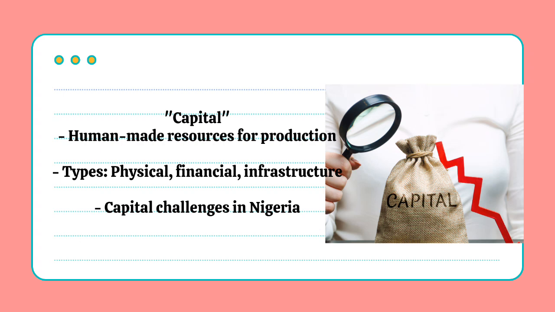Capital refers to the human-made resources used to produce goods and services. It includes physical capital, machinery, tools, buildings. Example, the equipment used in cement production at the Dangote cement plant in Obajana. Financial capital, money used to buy factors of production. Examples, loans provided by Bank of Industry to small businesses. Infrastructure, roads, power plants, telecommunication networks. Example, the Lagos-Ibadan Expressway facilitating trade and commerce.